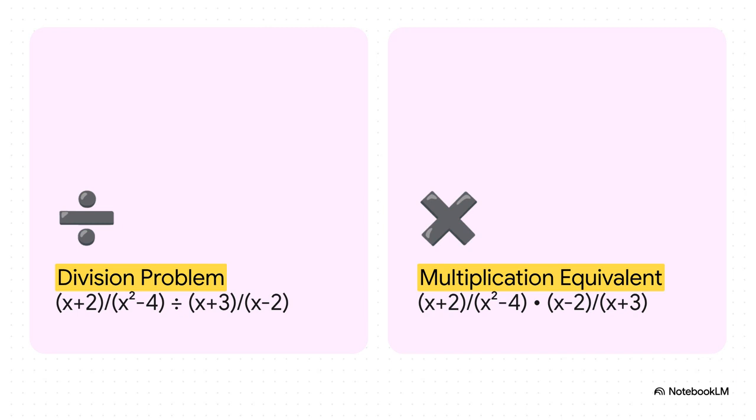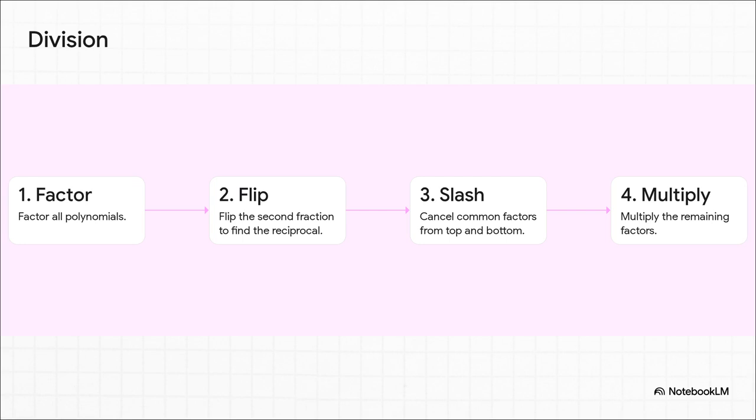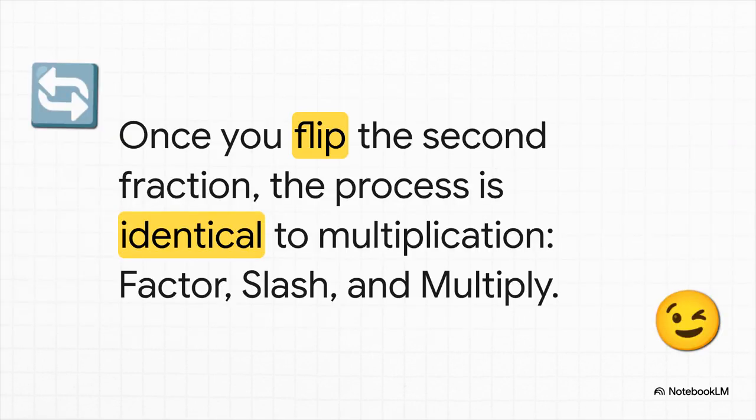And this is a perfect picture of what that flip does. The division problem you see on the left, poof, it's instantly turned into a multiplication problem on the right. And once you've done that one little flip, you are on familiar ground. You already know exactly what to do next. So our handy little mantra for division just gets one extra word. Instead of factor, slash, multiply, it's now factor, flip, slash, and multiply. That flip, which you do right after you factor everything, is the only new piece of the puzzle. And honestly, that's it. That's the whole trick for division. The second you flip that fraction, the problem is no different from the multiplication ones we were just doing. You just follow the exact same steps you've already got down pat.